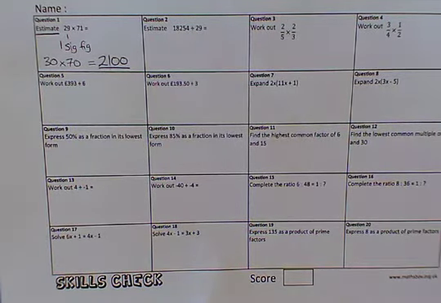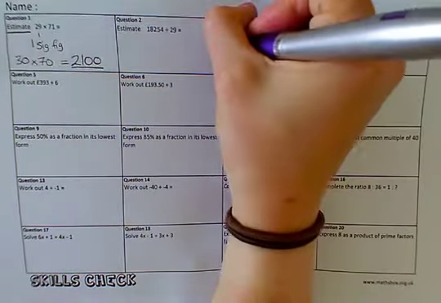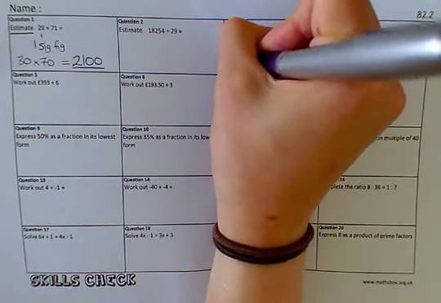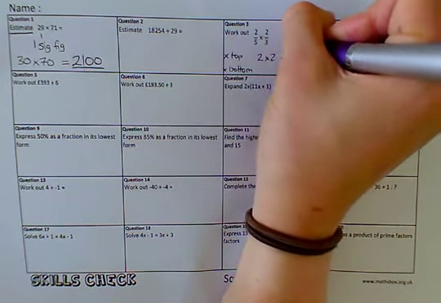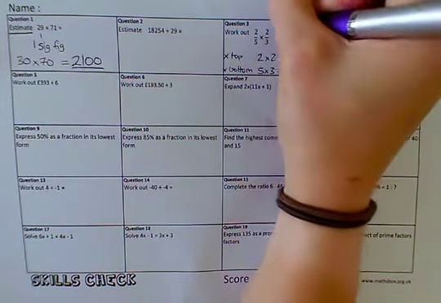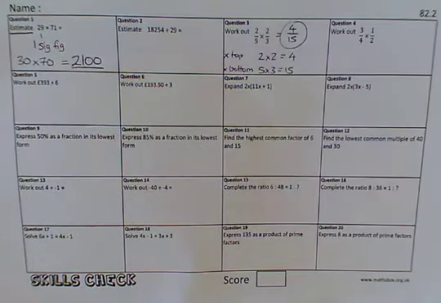Question 3, we've got 2 over 5 times 2 over 3. Now when we multiply fractions, we times the top and we times the bottom. And so we've got 2 times 2 on the top, which is 4, and 5 times 3 on the bottom, which is 15. So your answer would be 4 over 15.